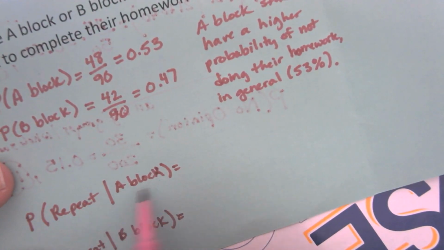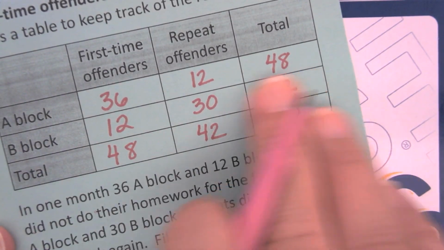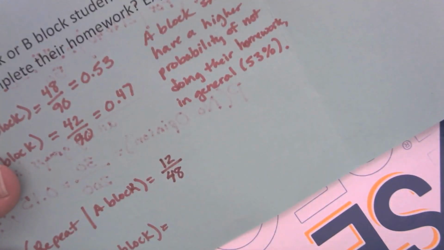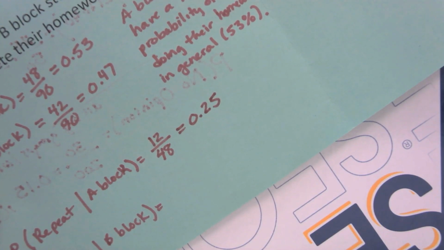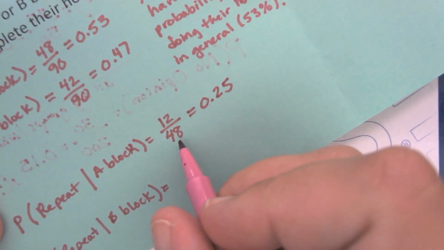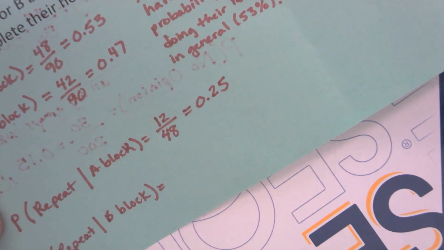So to do that, we need to say, of all the people that are in A block, which is 48 people, we have 12 repeat offenders. So 12 out of 48 from A block are repeat offenders. That is a 0.25 probability. So a quarter of the class is continuously not doing their homework. Or a quarter of the people not doing homework at least once are continuing to not do it again.